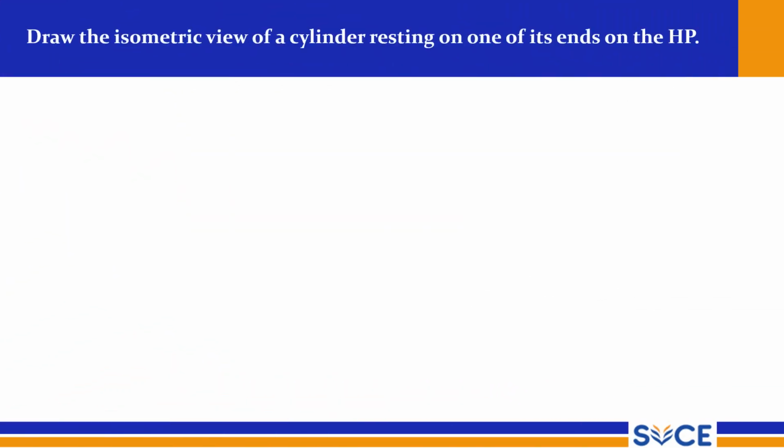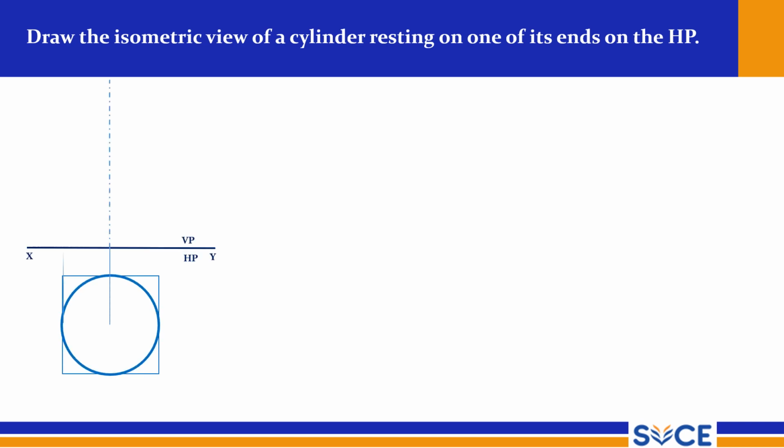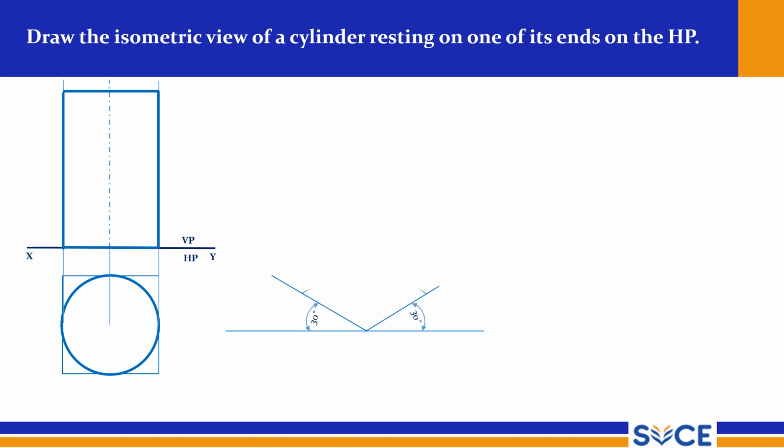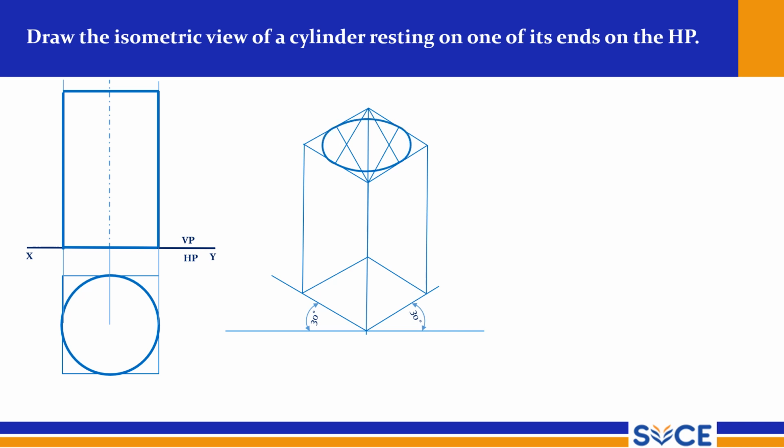Draw the isometric view of a cylinder resting on one of its ends on HP. So one face is resting on HP. For this you have to draw the isometric view. So draw 30-30 plane. It is a cylinder, and this is very simple. Use 4 center method. You can draw the top. Always start with the top, because invisible edges always remain in the bottom surface, so those invisible edges can be avoided. So now draw the top surface first. Always this should be your practice.